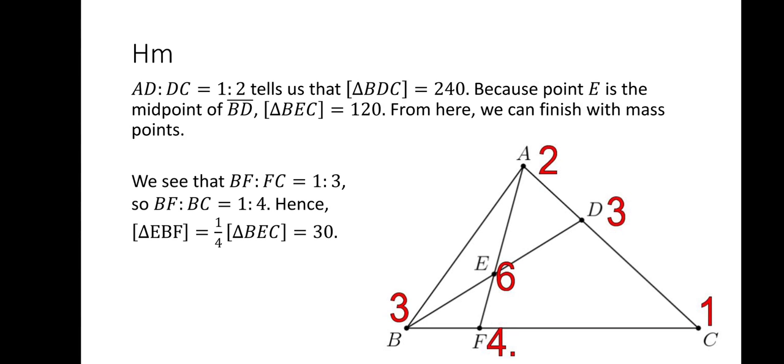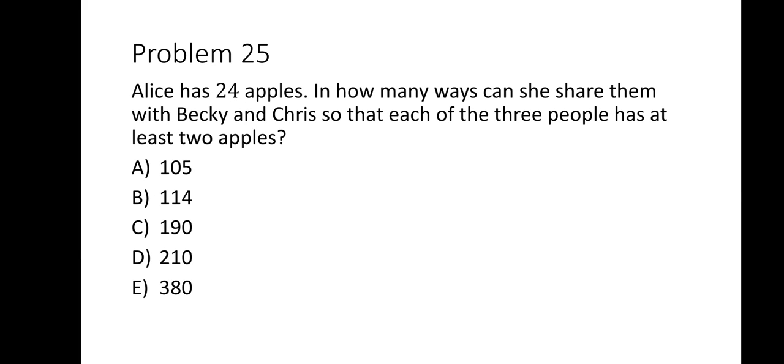And we see that BF over FC is 1 to 3, so that BF is 1/4 of the base. So it's 1/4 of triangle BEC. 1/4 of 120 is 30, which is our answer. The answer is B. Let's go on to the last problem.